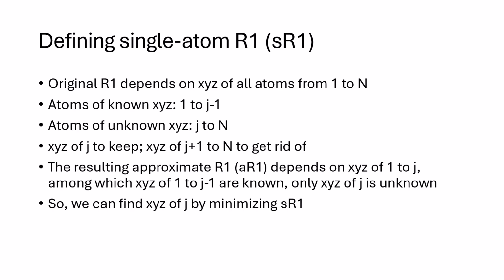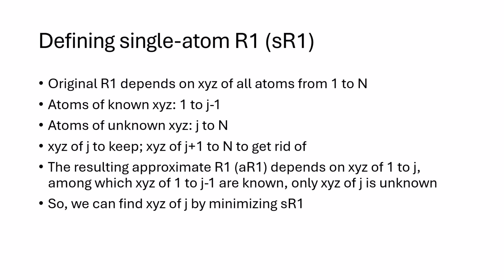Even though it is impossible to immediately determine the locations of all atoms, we have found that we may go step by step, and at each step we only determine one atom using the optimization strategy. This requires defining the single-atom R1, or R1. The original R1 depends on the coordinates of all atoms from 1 to n.